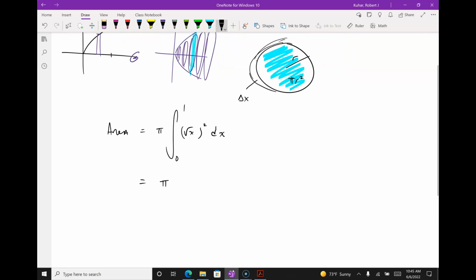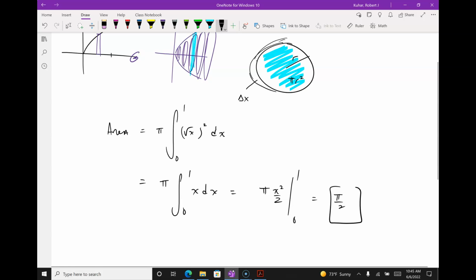So what do I get here? I get pi, I get the integral of x dx. Oh, that's nice. That's x squared over 2, right? So I get pi over 2. Units cubed, right? Who cares about the units? We know it's a volume, right?